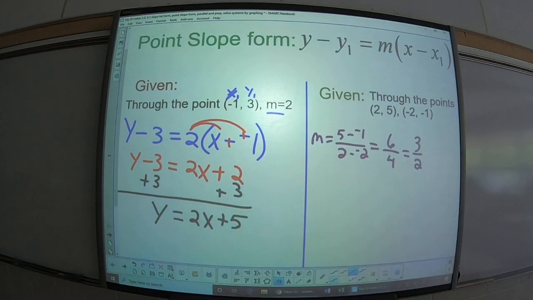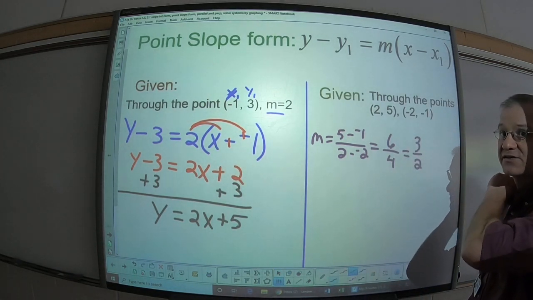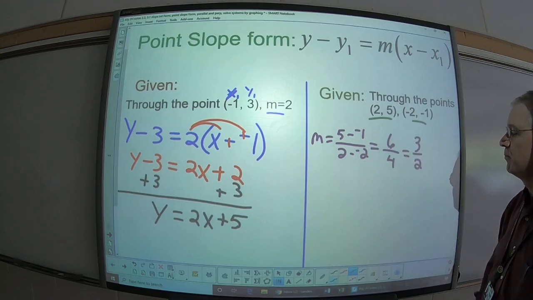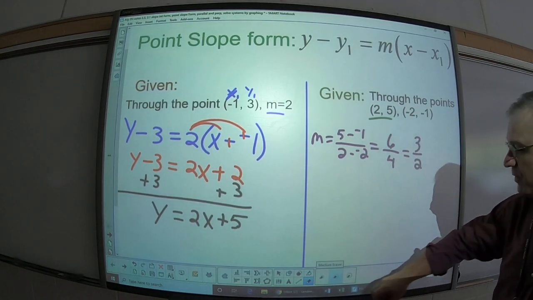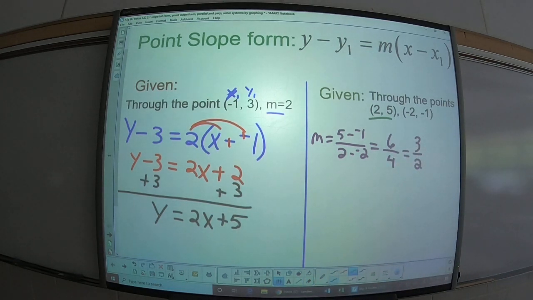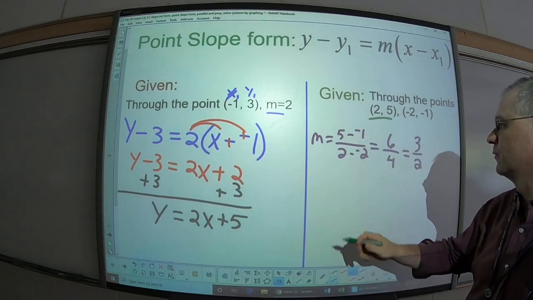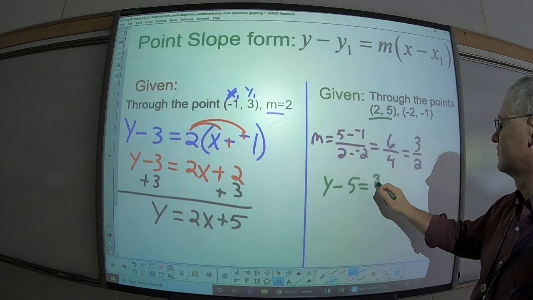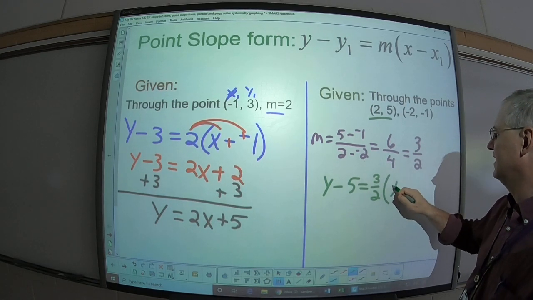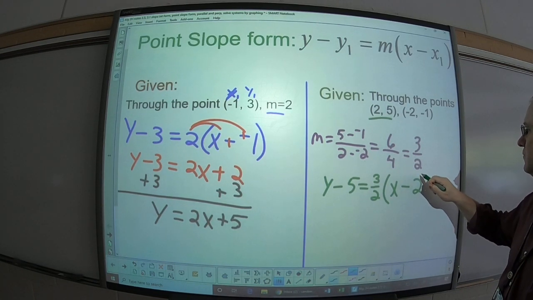Now we're going to pick either point. It makes no difference which of these 2 points you pick, just pick one. Now most people will pick the one with the fewer number of negatives. I don't know why it's necessary, but it's not. So I'm going to pick this one. Y minus 5 equals 3 halves times x minus 2.